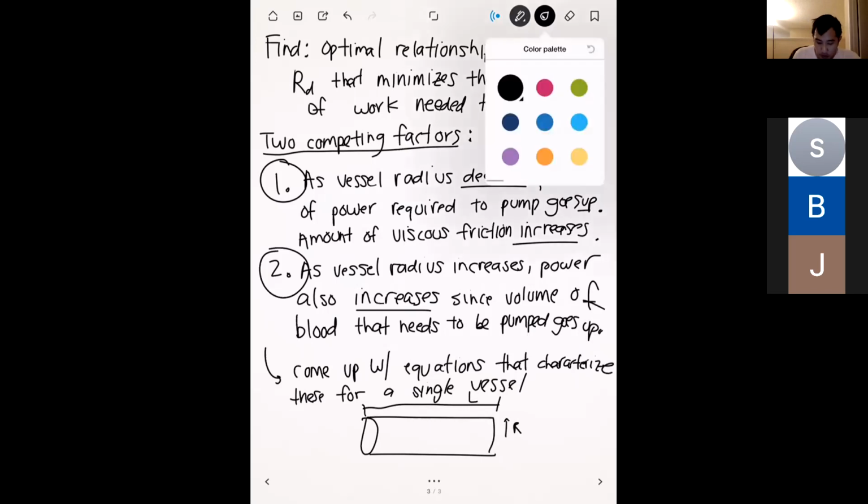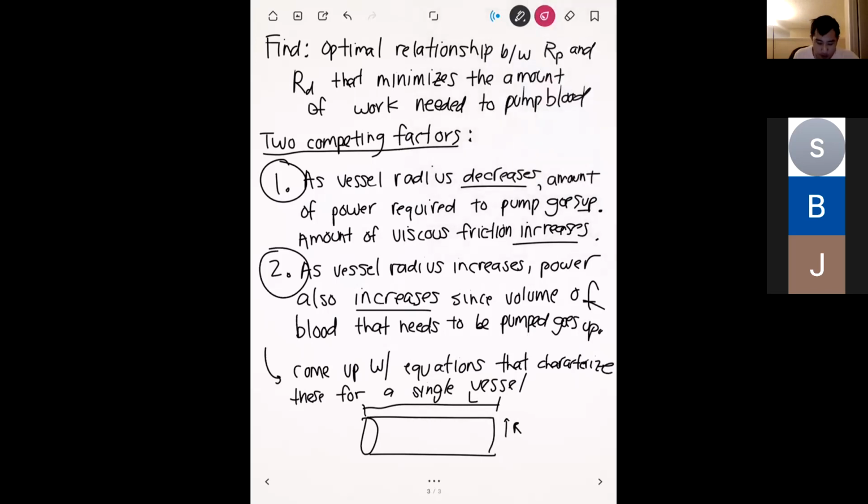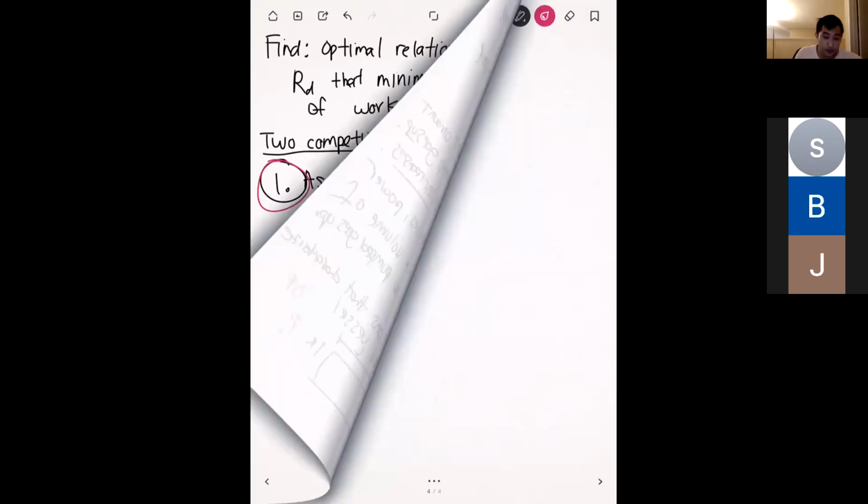Okay. So let's start with the first source of power, right? Let's deal with viscous friction first. The amount of power that's going to be used to overcome viscous friction is going to be driven by pressure. Just like before, let's say that we have a pressure drop across this vessel, and we'll call it delta P.